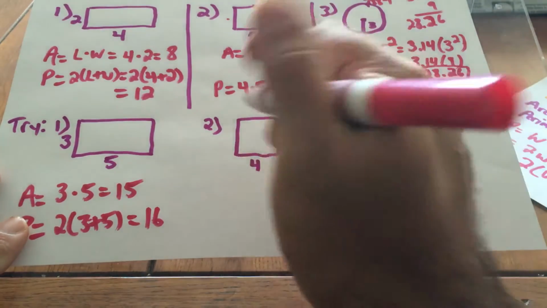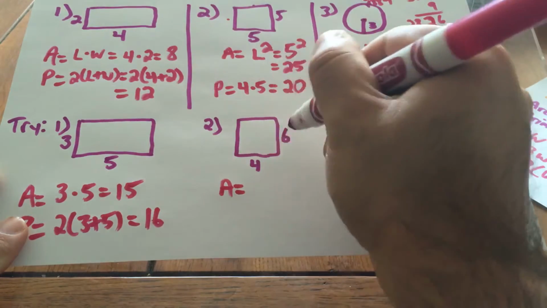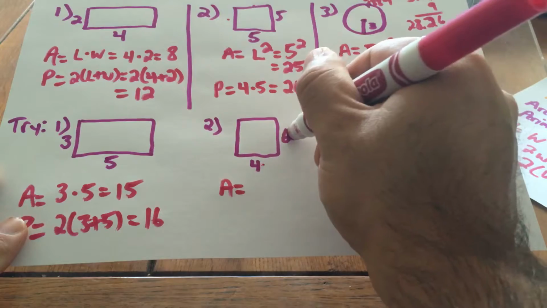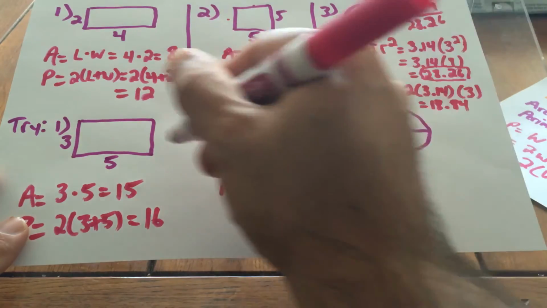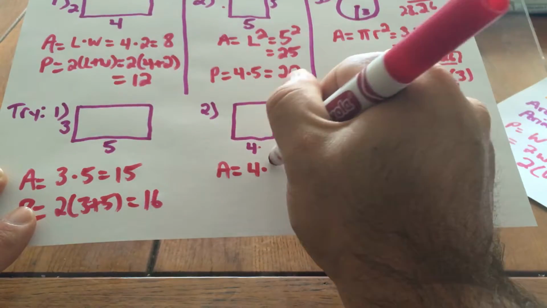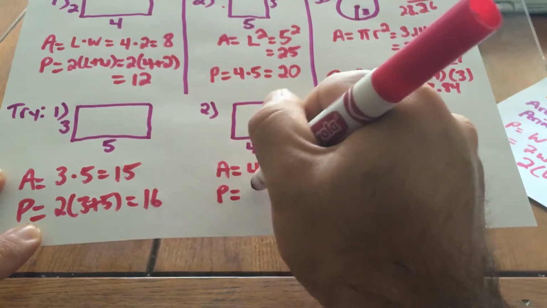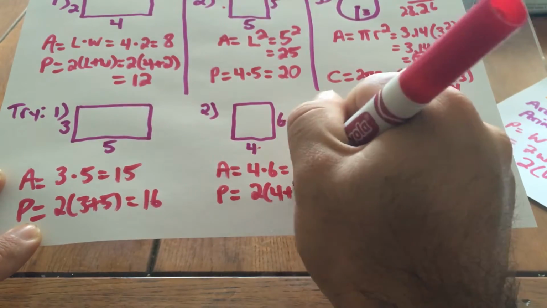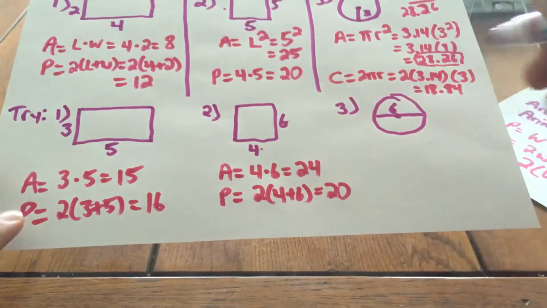Area of the square. Remember that's L squared. Well, this is not a square though. So notice 4 and 6 are two different lengths here. Even though it looks like a square, this is still a rectangle, so we still need to use the area for the rectangle. So that's going to be 4 times 6, which is 24. Perimeter will be 2 times (4 plus 6), or 2 times 10, which is 20.